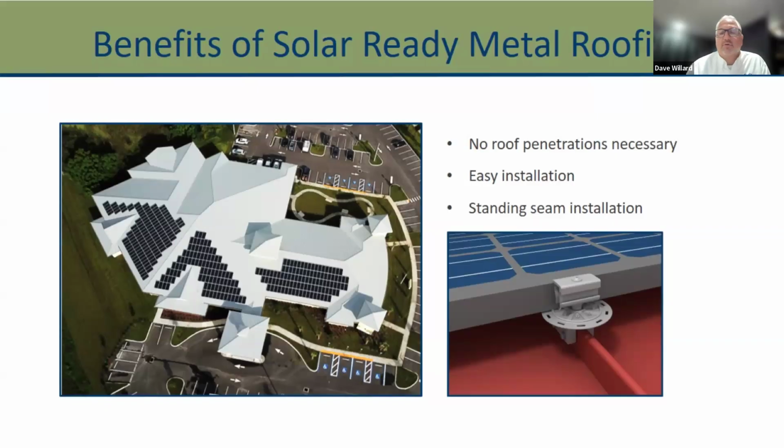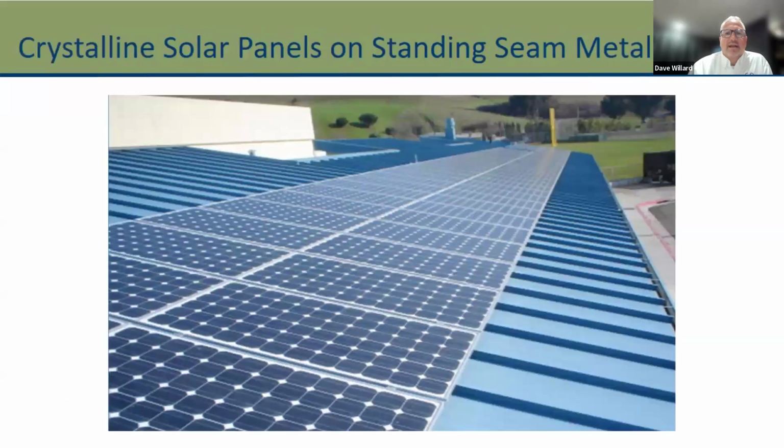You're not poking holes in the roof. And if you think about it, rule one for a roof should be don't poke holes in it. So when it's on a standing seam, it's an easy installation with different types of clips and brackets that can sit right on the top of the metal panel and get it off the roof so you can use it. Here, for example, these crystalline solar panels are shown on a standing seam metal roof. They can just hook right onto the legs and you're ready to go.